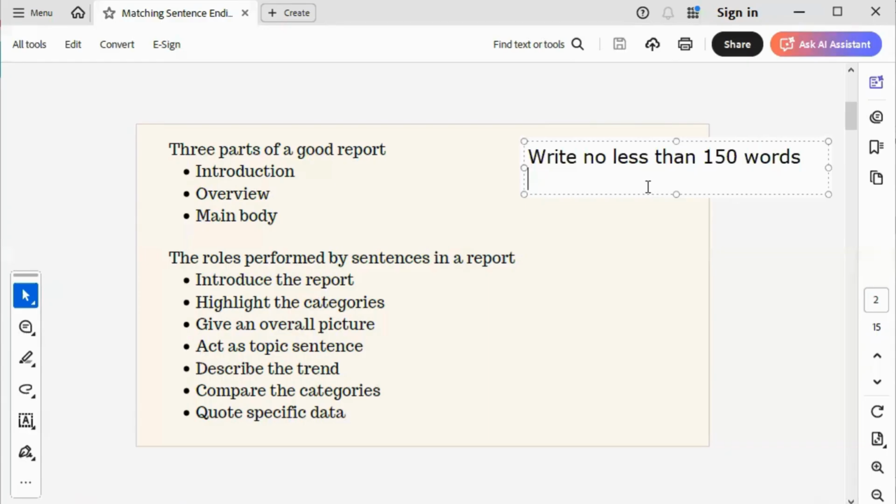Now, the sentences inside the main body of your report are designed to perform different roles. Or let's put it this way: the sentences in your report perform different roles. Some sentences introduce the report. So for example, when I start writing my report now, the first thing I want to write is the introduction. It's going to introduce the report. Let me show you what I mean.